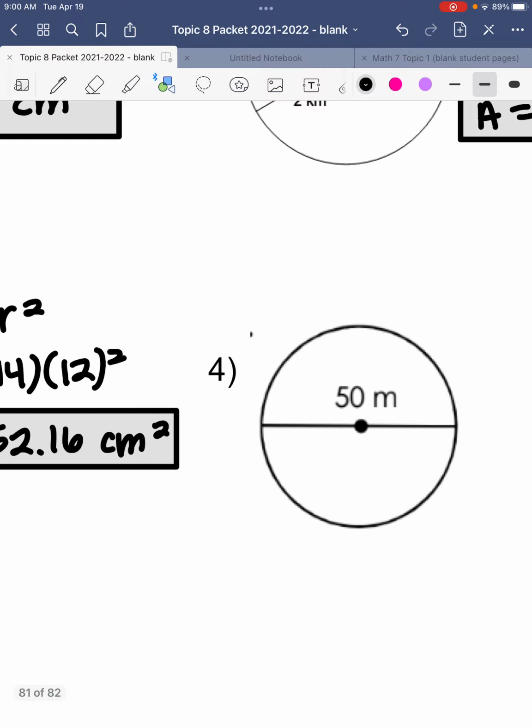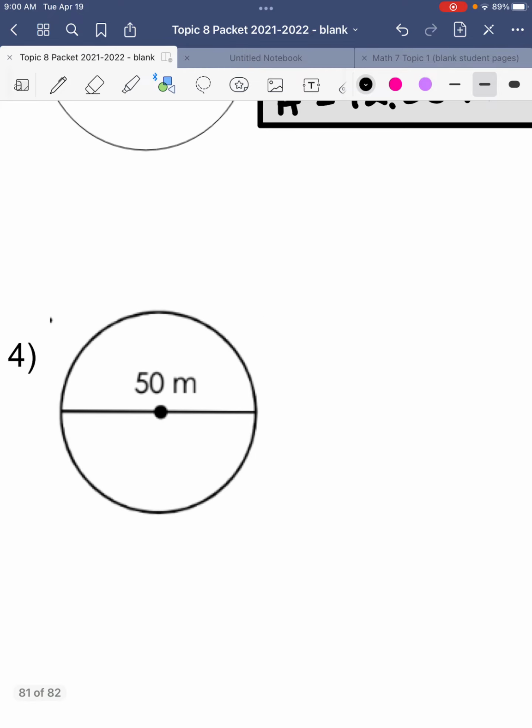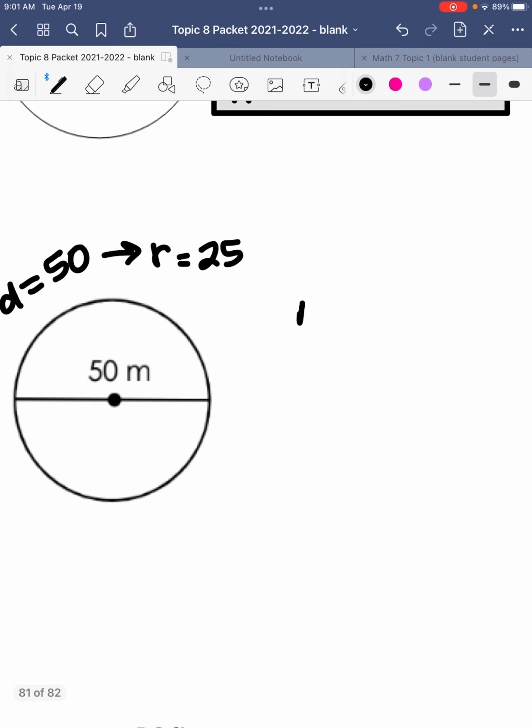Okay, moving on to number 4. Again, I have a circle where I've been given a diameter, so I need to figure out what my radius is. Well, if my diameter is 50 meters, I know that my radius is half of that, so 50 divided by 2 is 25. Okay, so now that I know that, I'm ready to use my formula.